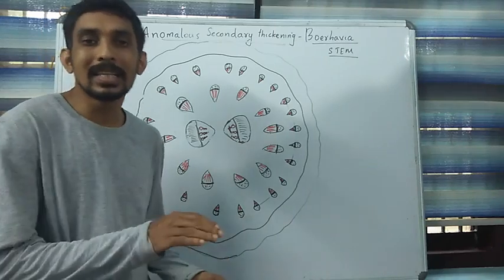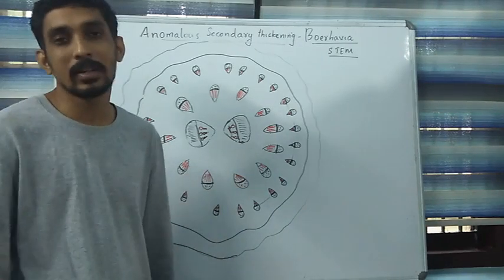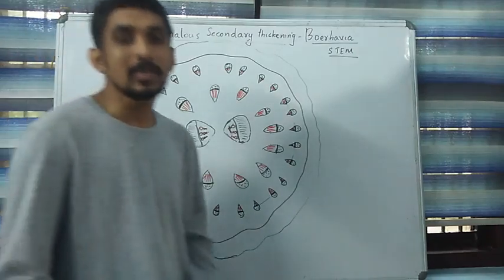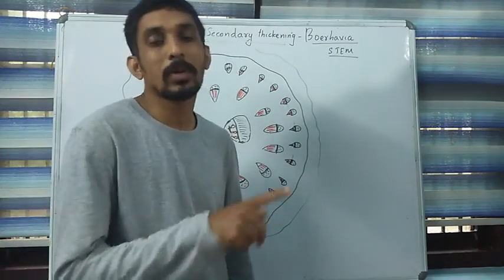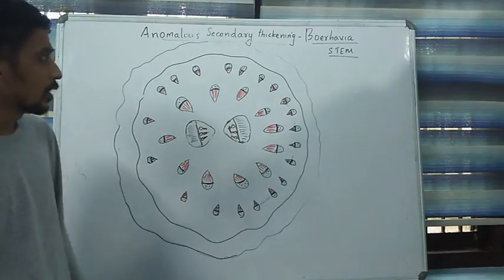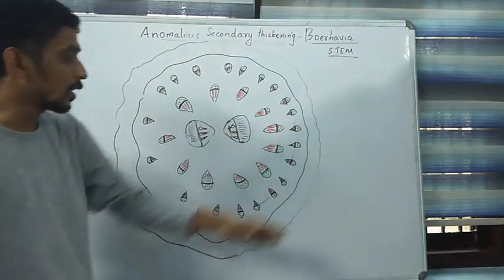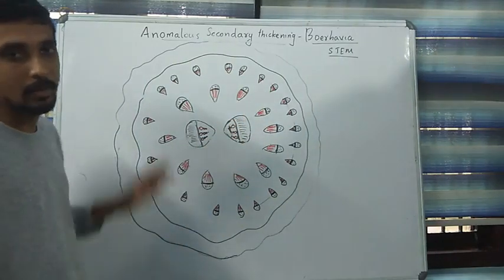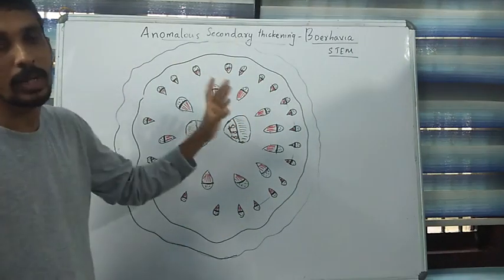Before going to study the details of this anomalous secondary thickening, we have to understand the basic structure, or primary structure, of the stem of Boerhaavia diffusa. Look here, you can see the anatomy of the Boerhaavia stem.